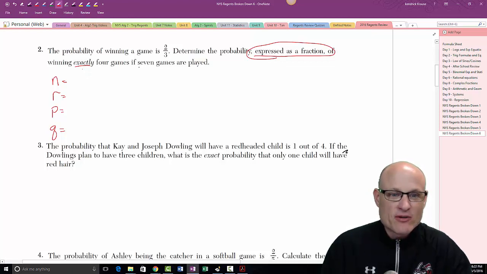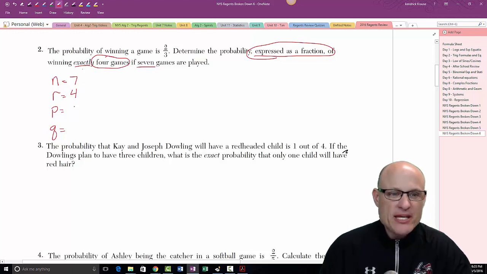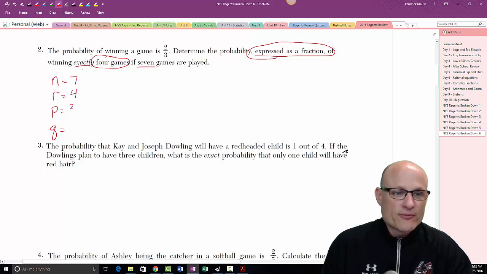N represents the number of games total that we're going to play. In this game, 7. R represents what you want to happen. We want 4 games. Exactly 4, so just 4. P represents the probability that it is going to happen. So the probability of winning is 2/3. The probability of losing then is 1/3.